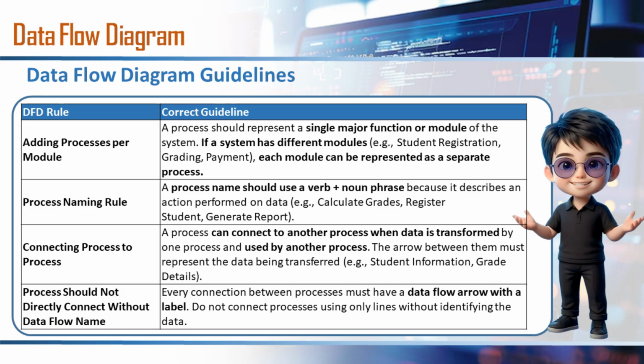A process can connect to another process when data produced by one process is needed or used by another process. The connection must be represented by a data flow arrow, and the arrow must clearly identify the data being transferred. Examples of appropriate data flow names include student information, grade details, and payment information. Finally, processes should not be connected directly without a data flow label. Every connection between processes must use an arrow labeled with a noun or noun phrase that identifies the data being transferred. Avoid using simple lines or unlabeled connections because the DFD must clearly show what data is moving between processes.